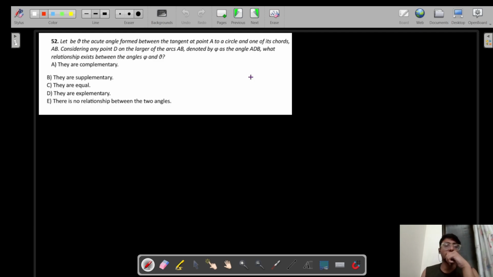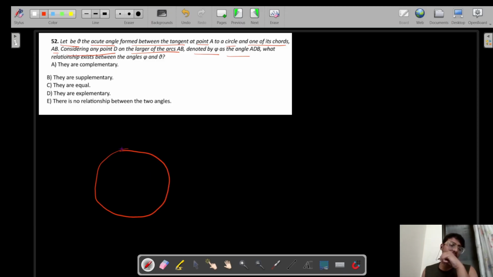And the question says that theta is the acute angle formed between the tangent at a point A of a circle and one of its chords AB. Considering any point D on the larger arc AB, denote psi as the angle ADB. What is the relation between theta and psi? Very simple question.